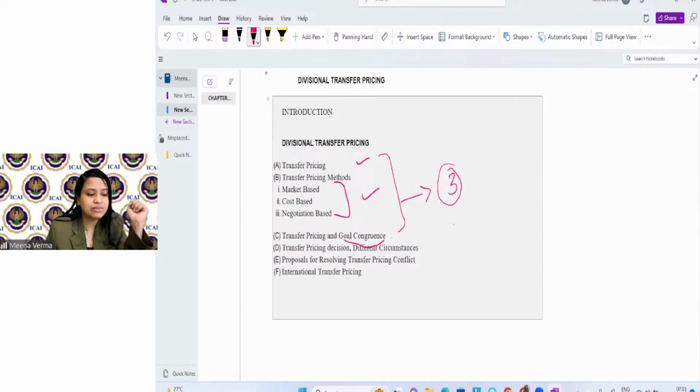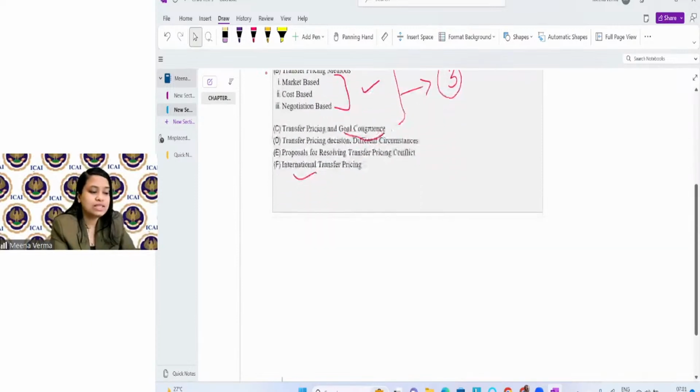And then you can see we have some decision-making topics. We will take the decision when we transfer the goods from one department to another department. And we have some topics on international transfer pricing also. Okay, so let's start the session.